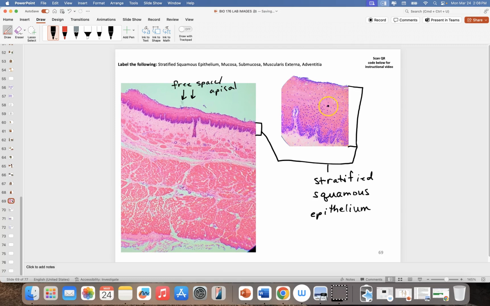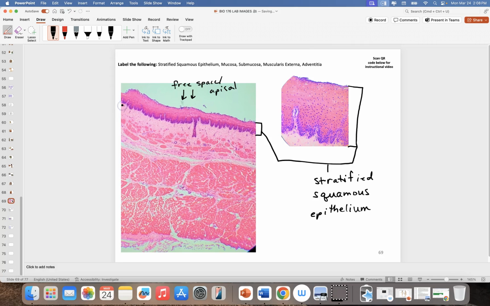And especially as the cells get closer to the surface, they become elongated, they become squamous, or I like to think about them as becoming squished. This is one way we can differentiate between the esophagus and the stomach underneath the microscope: the esophagus will have stratified squamous epithelium.